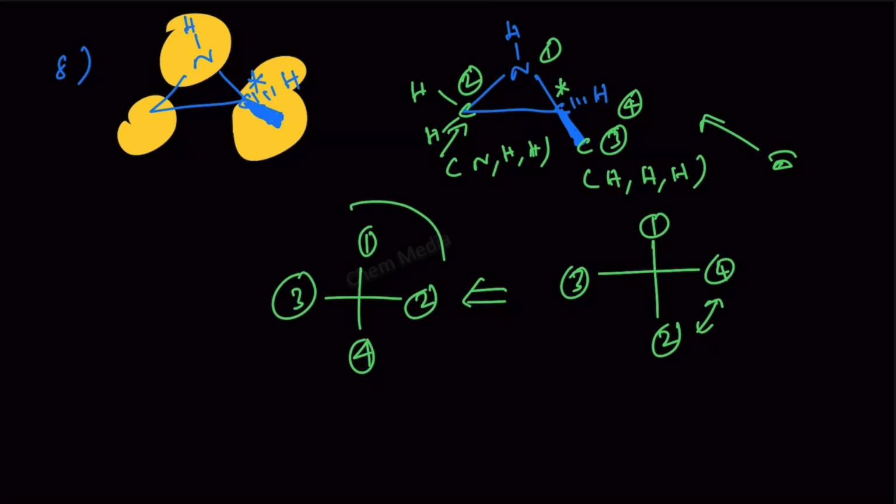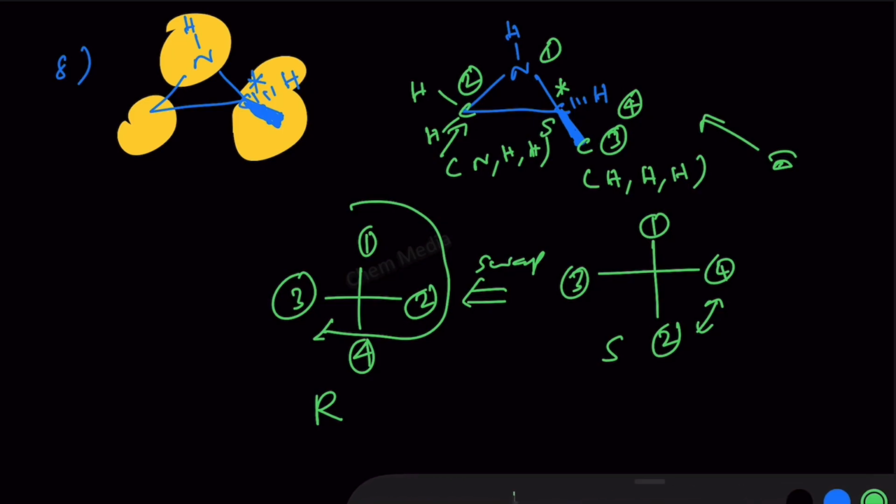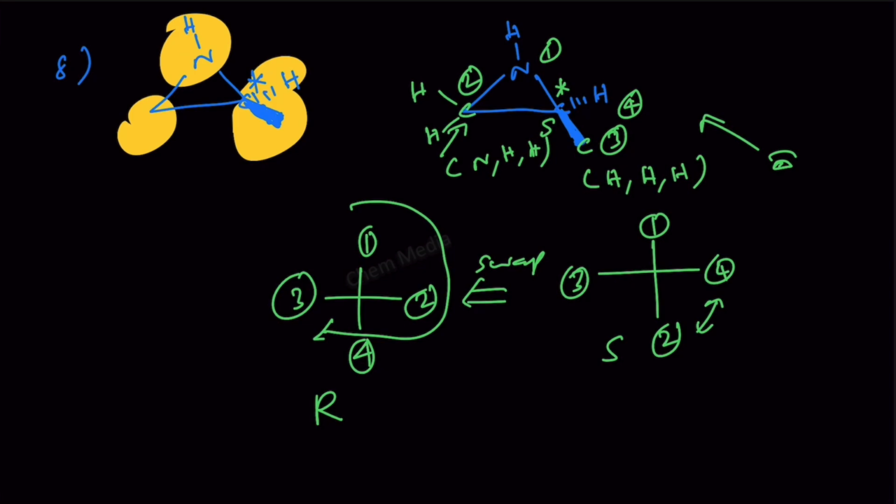So 4 here, 2, 1 stays where it is, and 3. This is clockwise, that means R, but we did one swap, isn't it? So therefore the original is S. Therefore the absolute configuration at this place is S. Therefore the correct IUPAC name for this molecule is in bracket 2S and then 2-methyl aziridine. That's the correct IUPAC name for this molecule. So likewise for its enantiomer 9, we can give the IUPAC name, and that would be 2R 2-methyl aziridine. So 8 and 9 are enantiomers.